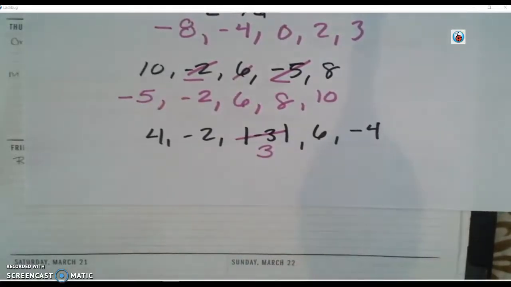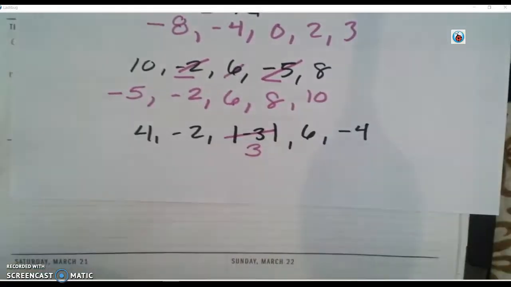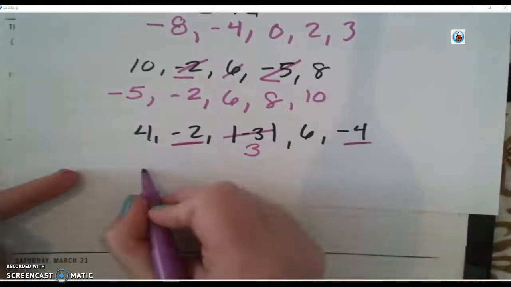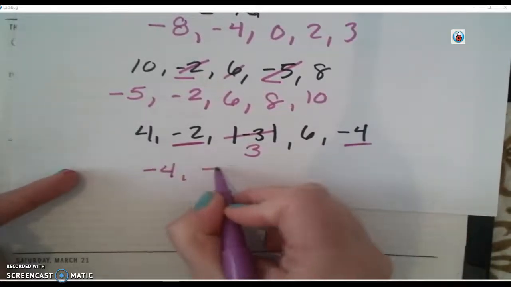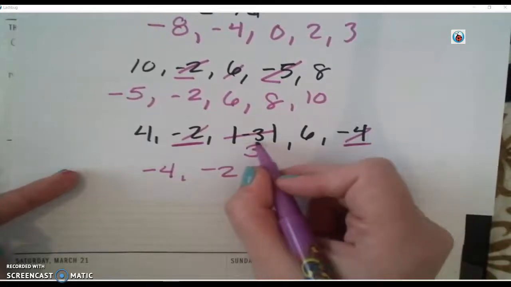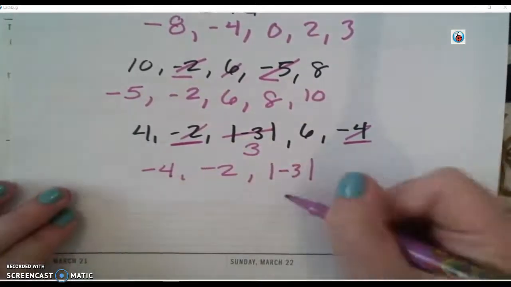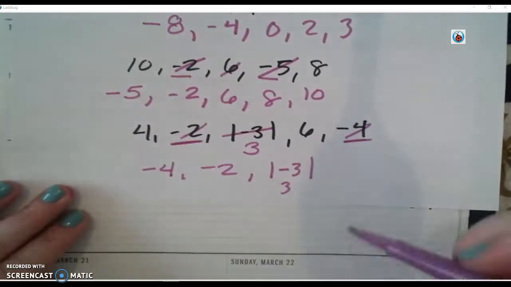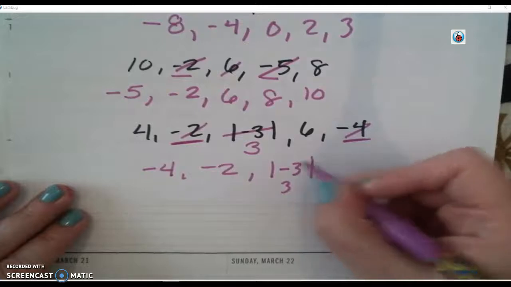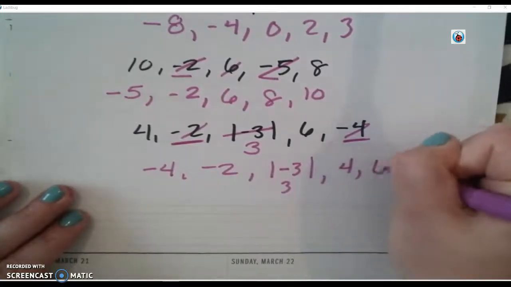So now I can put them in order, and I'm going to do my negatives first. It's -2 or -4 first. Now which one comes first? -4, then -2, then it's going to be 3, or the absolute value of -3, which is 3, right? That goes there because we've already found the absolute value, which is 3, but they're probably going to ask for it in this phase. Then 4 and 6.